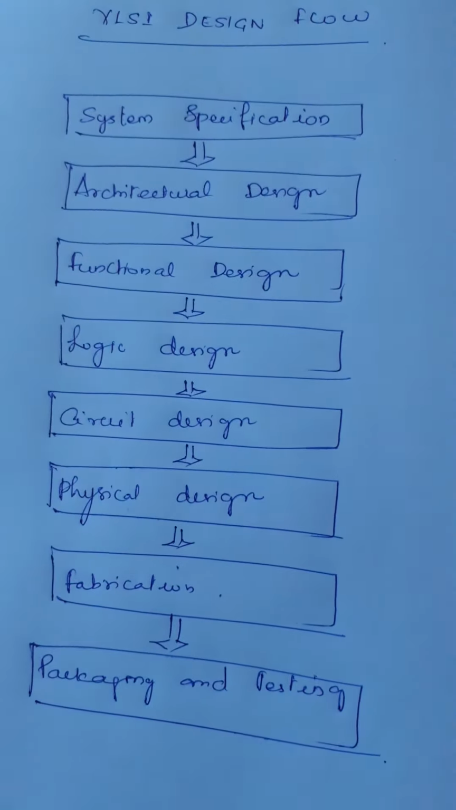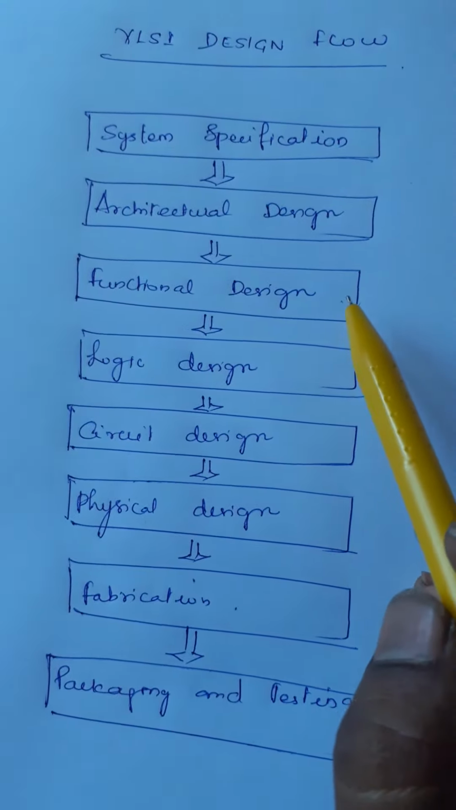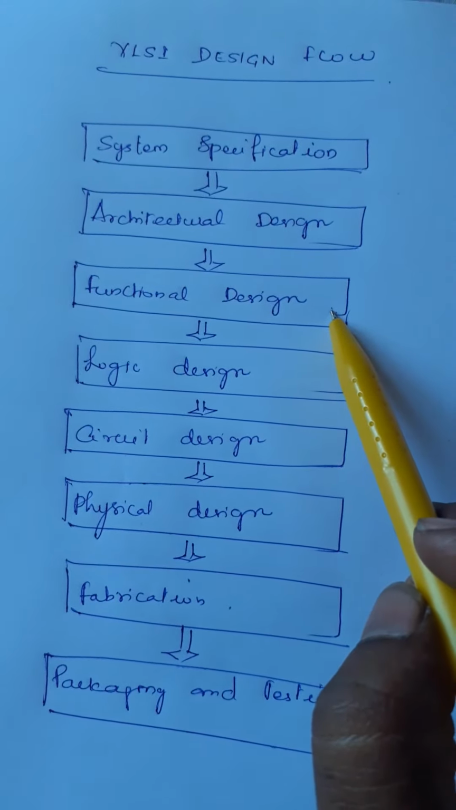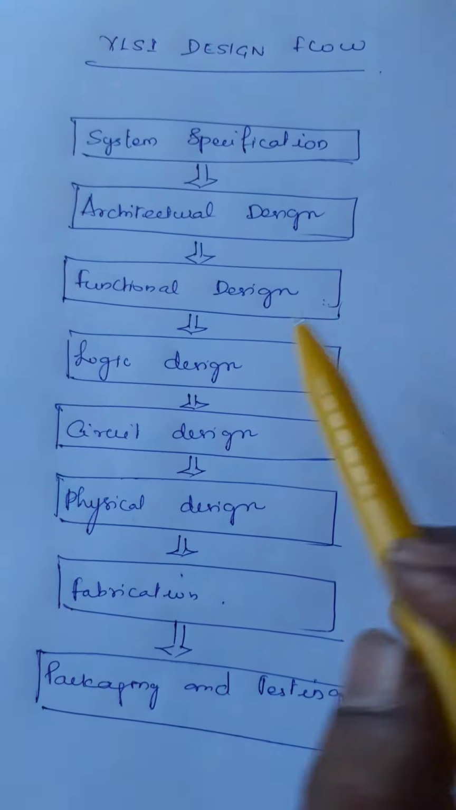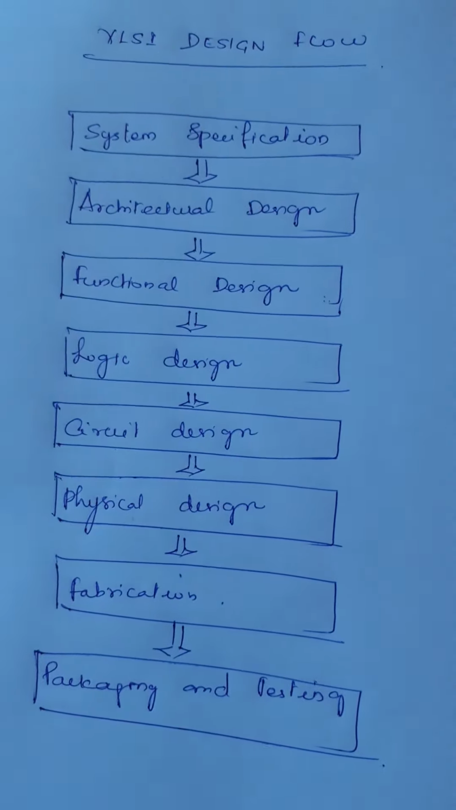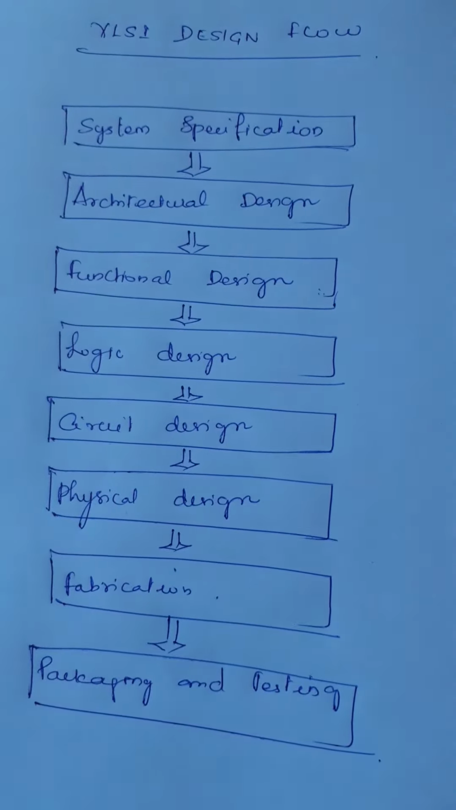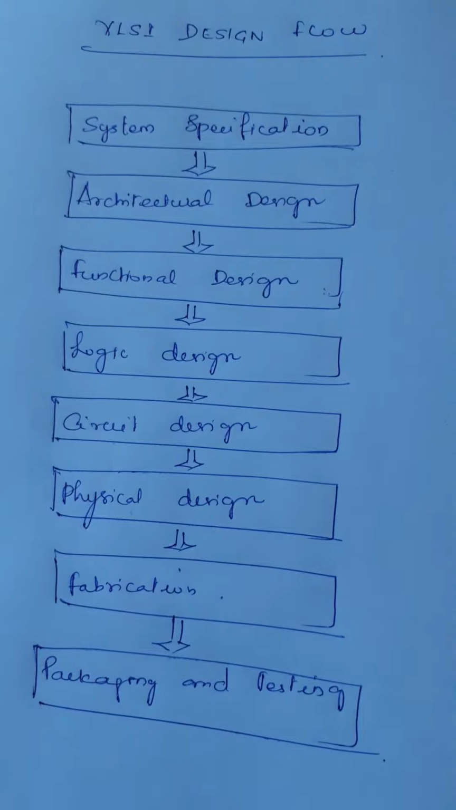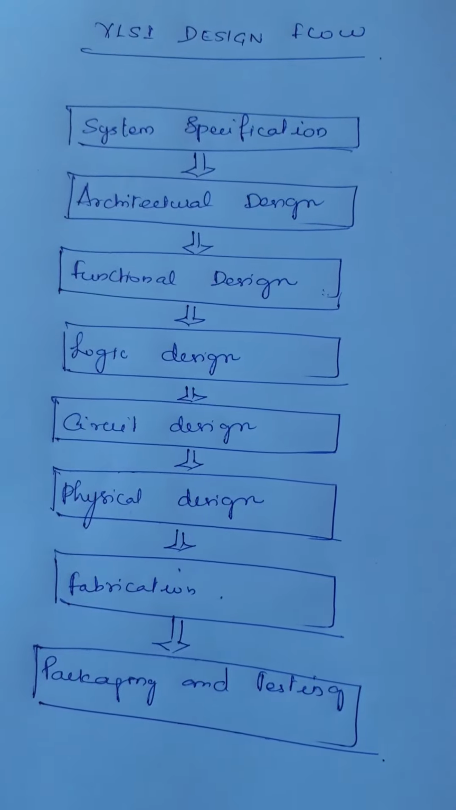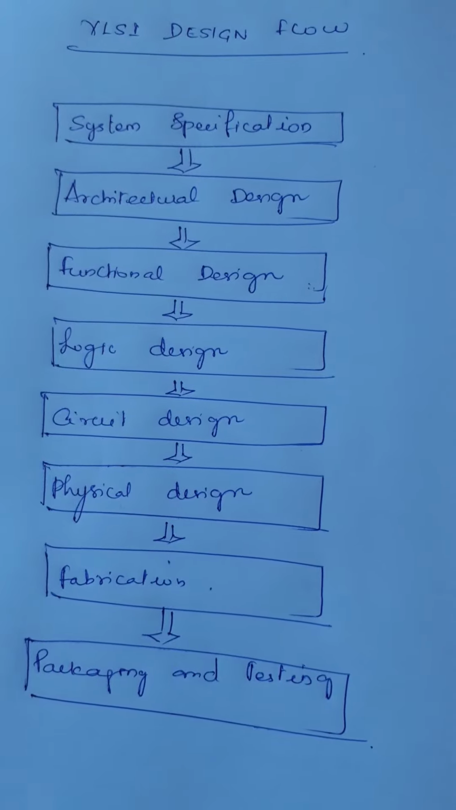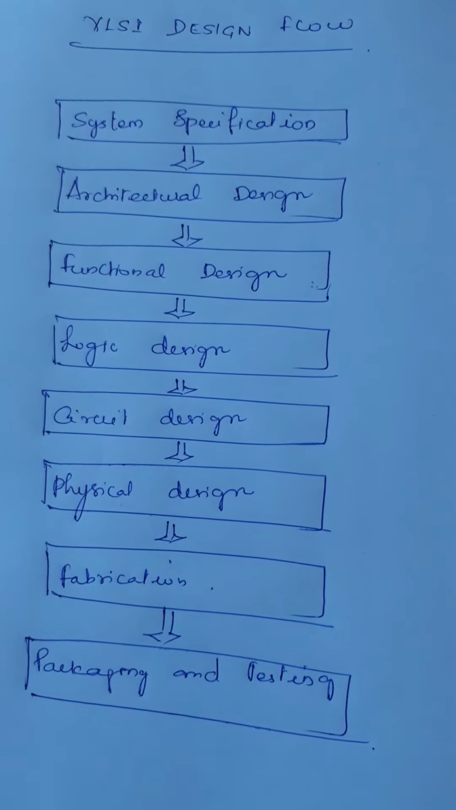Then next is the behavioral and functional design. The functional design is also called a behavioral design. In this step, main functional units of the system are identified. The interconnect requirements between the units, and the area, power, and other parameters of each unit are estimated. So the behavioral aspects of the system are considered without implementation specific information.